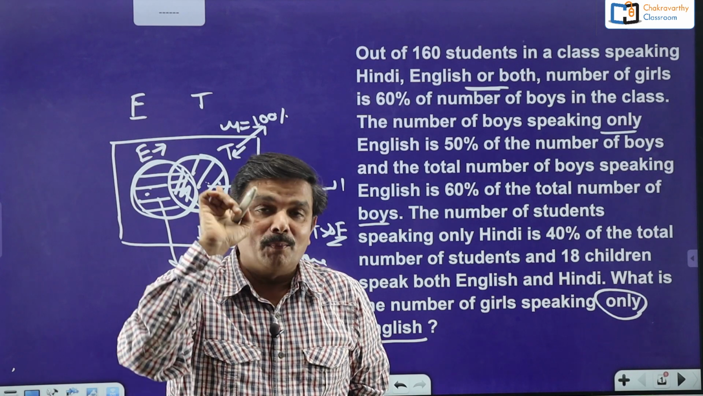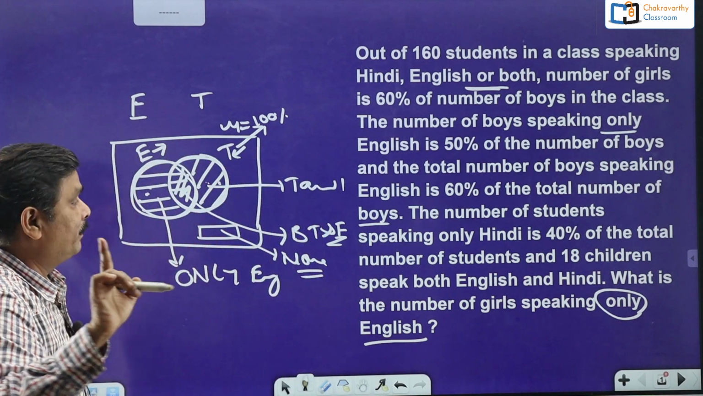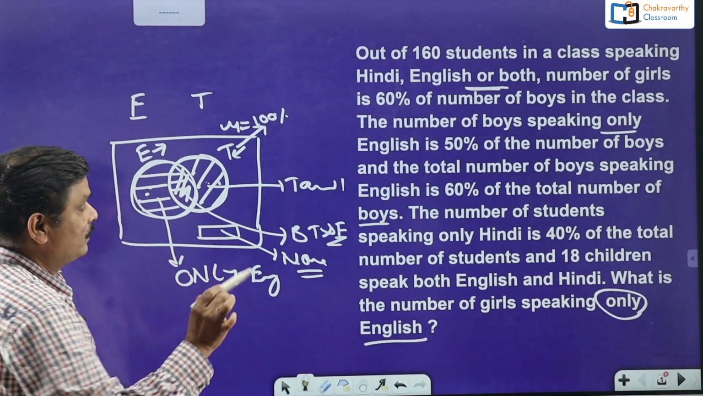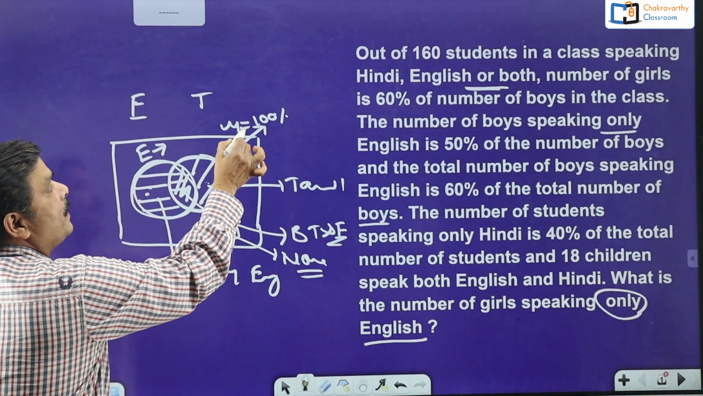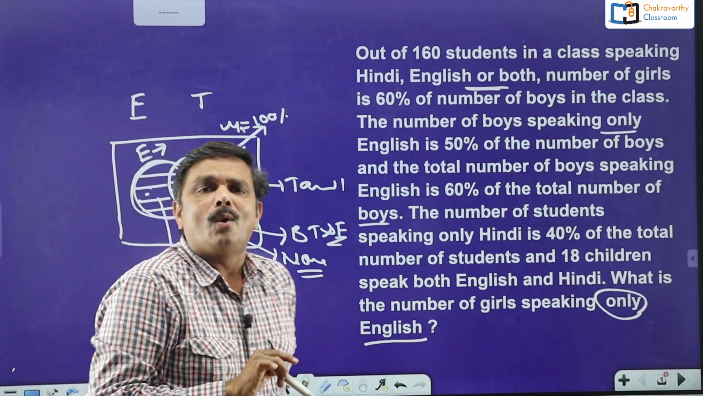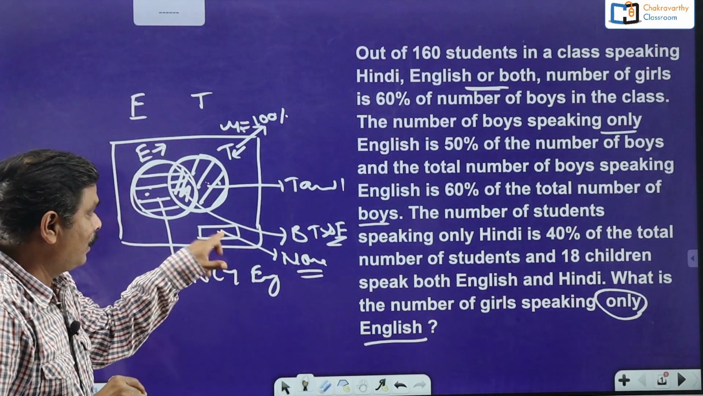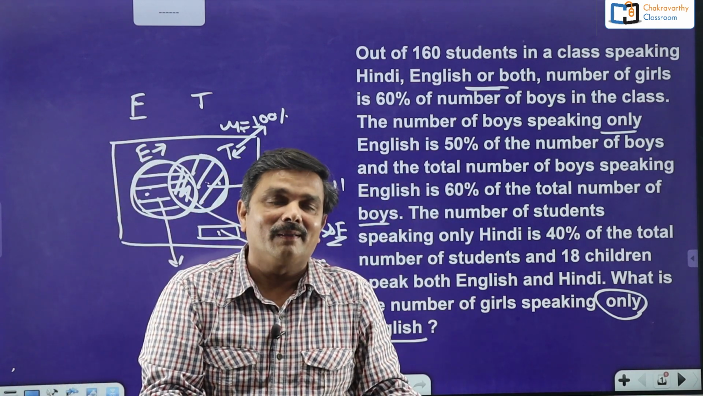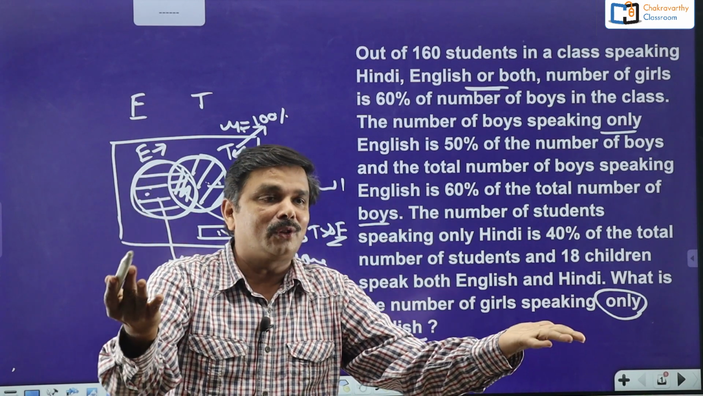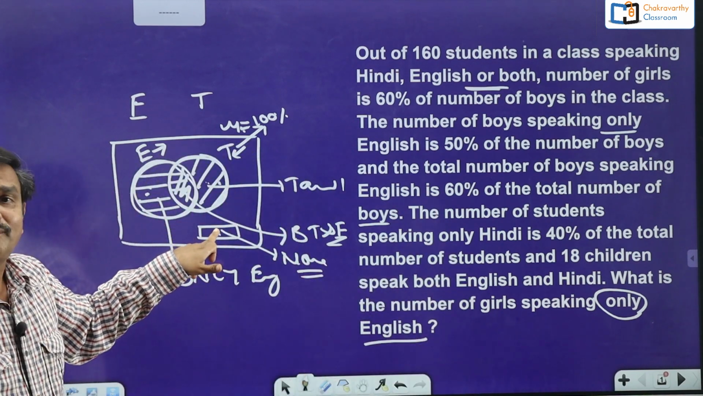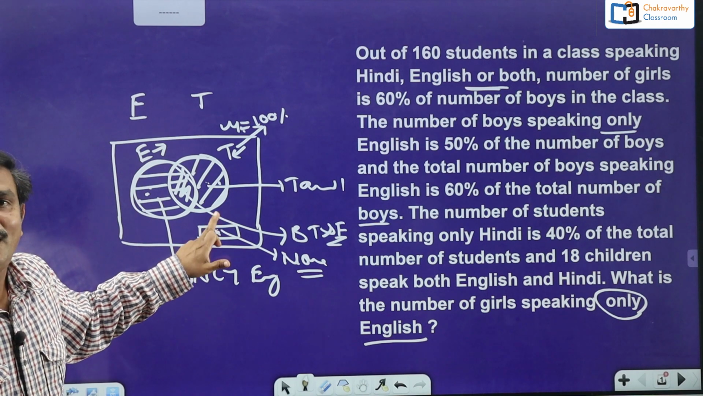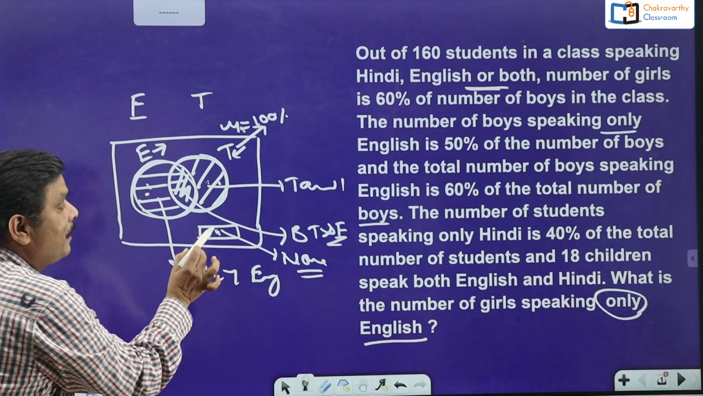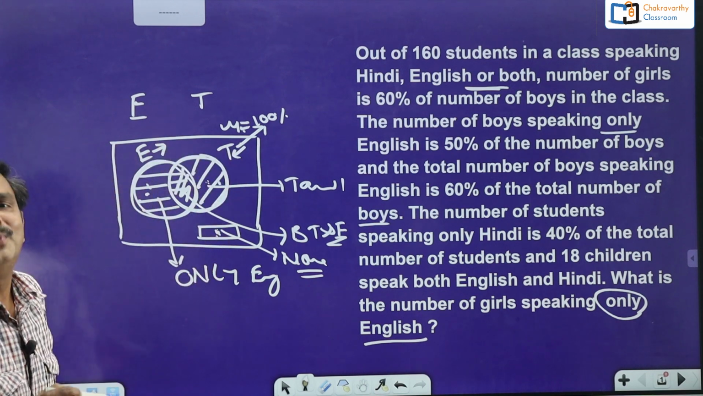At least one language means this part plus this part, that is equal to at least one language speaking persons. One more very important thing, always remember this: if you add up the at least part plus the none part, it should be equal to the total 100. What do you mean by none part? None means the students who can neither speak English nor Tamil. Mathematically it is called none part. So at least plus none should be equal to mu.